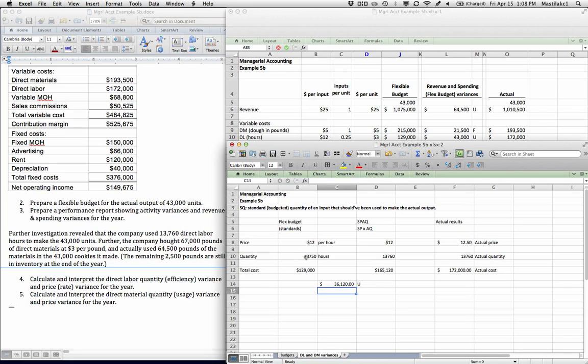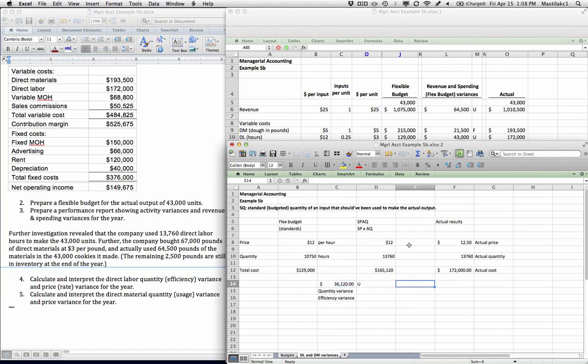Now, why was this variance? Why did it occur? Is it because the price was wrong? No, it's because the quantity of hours was wrong. So we're going to call that our quantity variance. It's often called, when we're talking about direct labor, the efficiency variance. Same thing. Quantity of hours used or the efficiency of the use of the input.